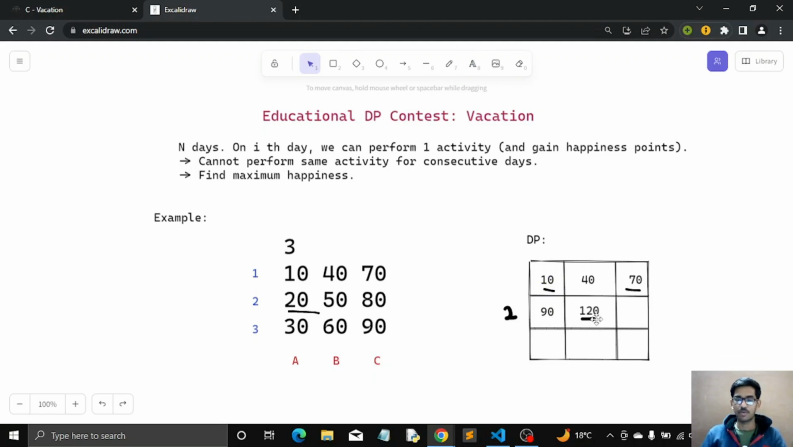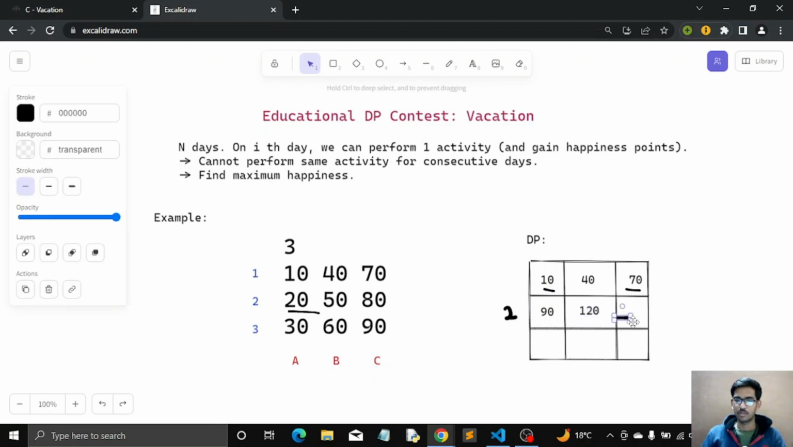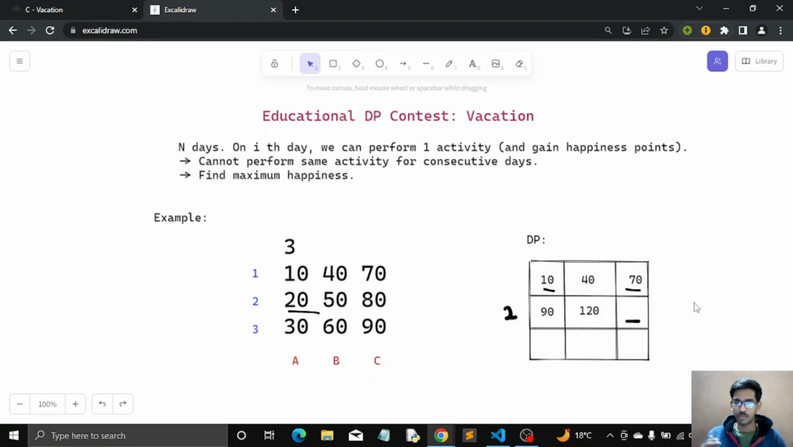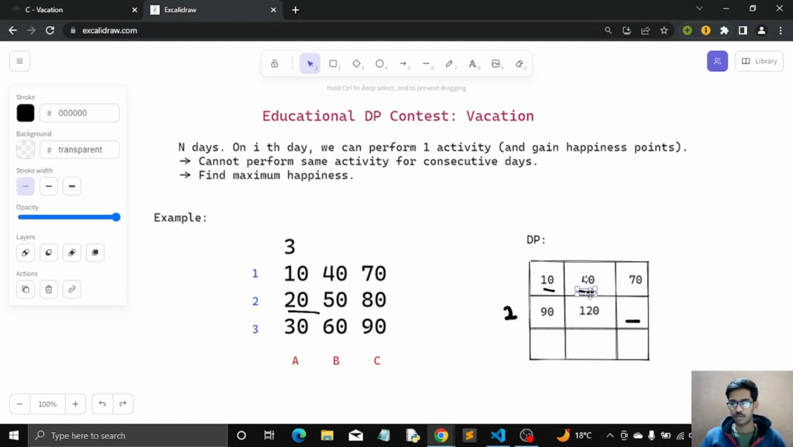Same way, we are going to fill the third cell in the second row. We assume that if on day 2 we perform activity C, then we are going to gain 80 points plus the maximum of the remaining 2 activities till the previous day. The maximum of 10 and 40 is 40, so we add 40 to our 80. So 40 plus 80 gives us 120.